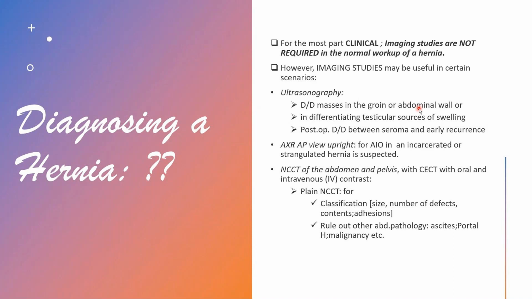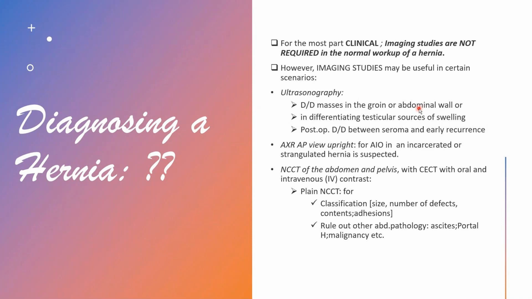In differentiating testicular sources of swelling. But the most important use of ultrasonography is in the postoperative period of management of hernia, where you have to differentiate between a recurrence of a hernia and a seroma which has occurred in a hernial sac. Right? Is a plain skiagram required? It may be required in those patients who have an incarcerated, obstructed, or strangulated hernia, where you're looking for acute obstruction.